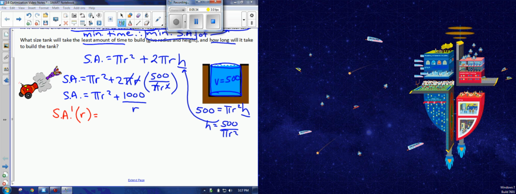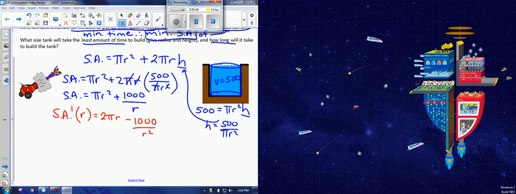So we want to minimize surface area, we want to know what radius gives us the smallest surface area. We're not talking about a rate of change with respect to time. So take the derivative now with respect to r and simplify. Hopefully this is what you get.